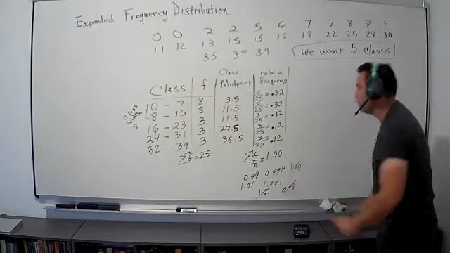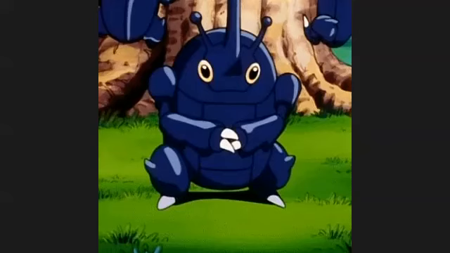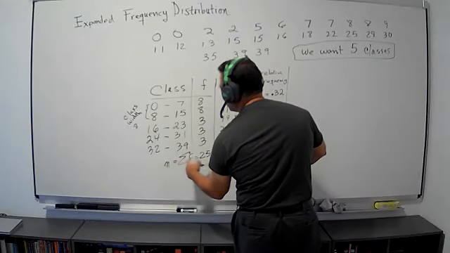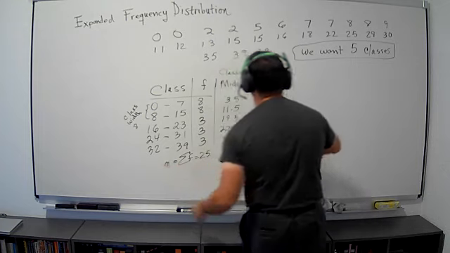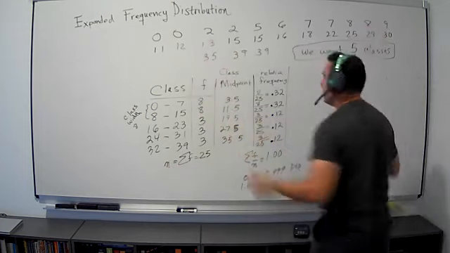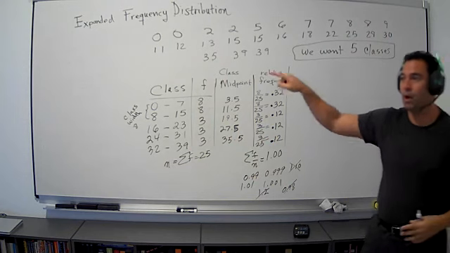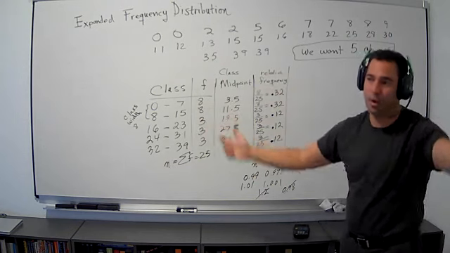No. Okay. Now, guys, you saw I wrote n here. This here is n. The sum of f is n. We have how many numbers? We have 25 numbers. So in statistics, we use n to count the size of our sample, whatever it might be.